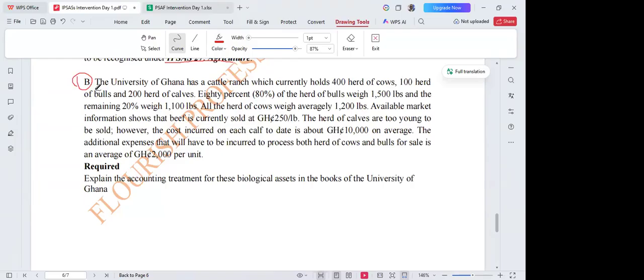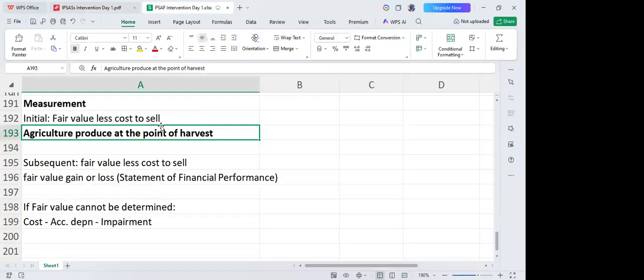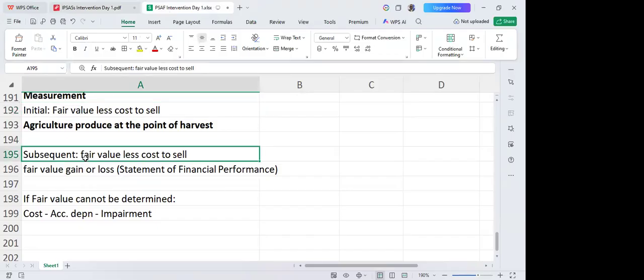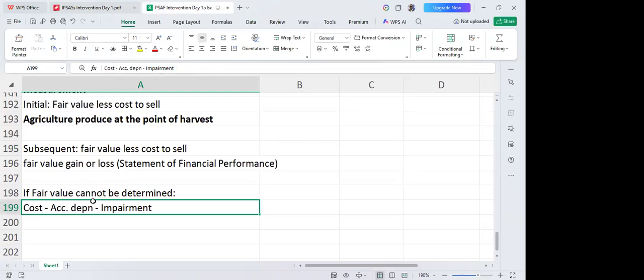Okay, so explain. You have to mention the standard first, IPSAS 27. Tell us that this question falls under the ambit of IPSAS 27, right? Then you tell us the measurement rules, which we have done here. Initially, you measure at fair value less cost to sell. Subsequently, you measure at fair value less cost to sell. If the fair value cannot be determined, you use cost less accumulated depreciation less impairment.